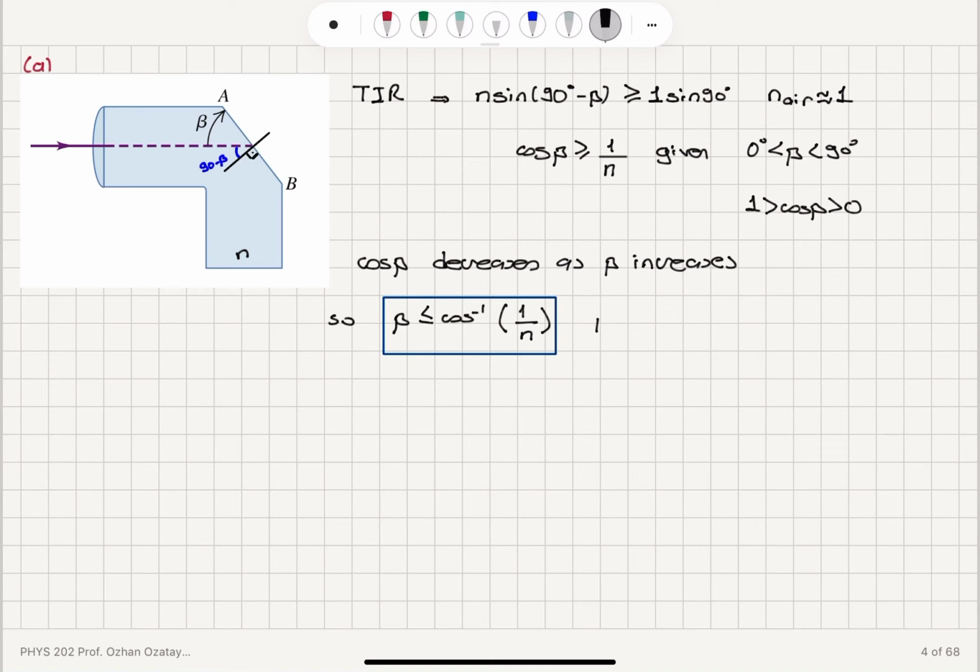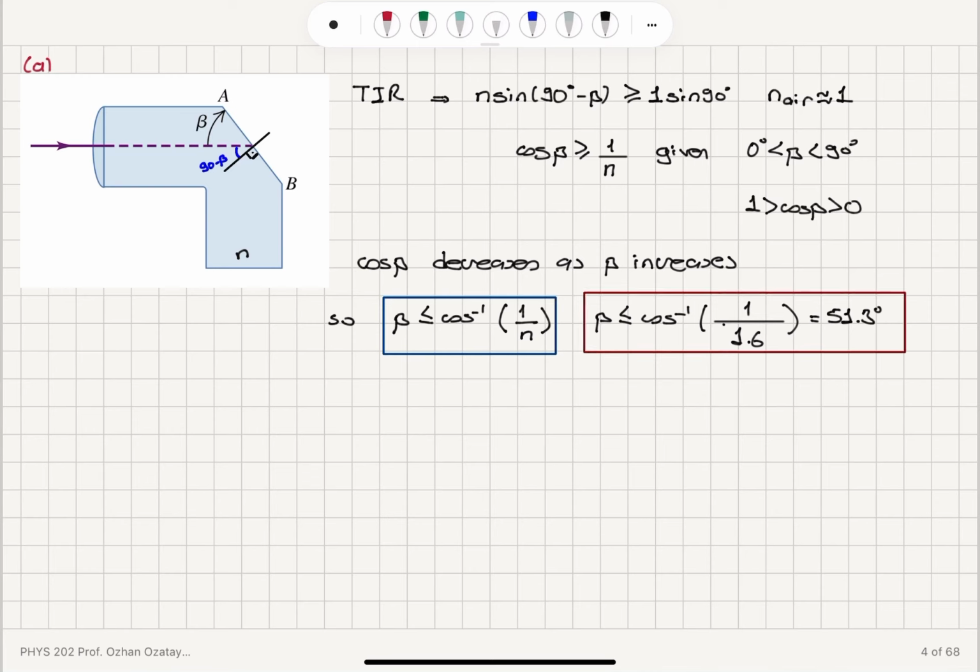So if I substitute n here, beta is less or equal to cosine inverse 1 over the index of refraction of the plastic, 1.6. So I find that it should be less or equal to 51.3 degrees. So beta should be less or equal to 51.3 degrees. So let's try having a beta value greater than beta max. If beta is greater than beta max, let's take, for example, beta to be 60 degrees.